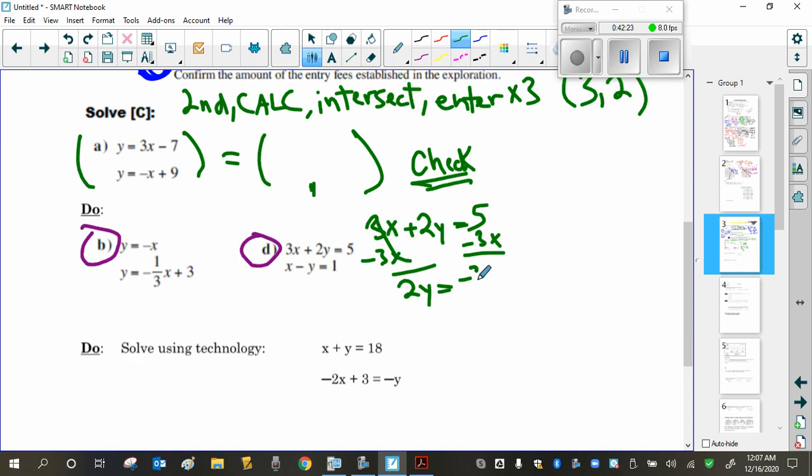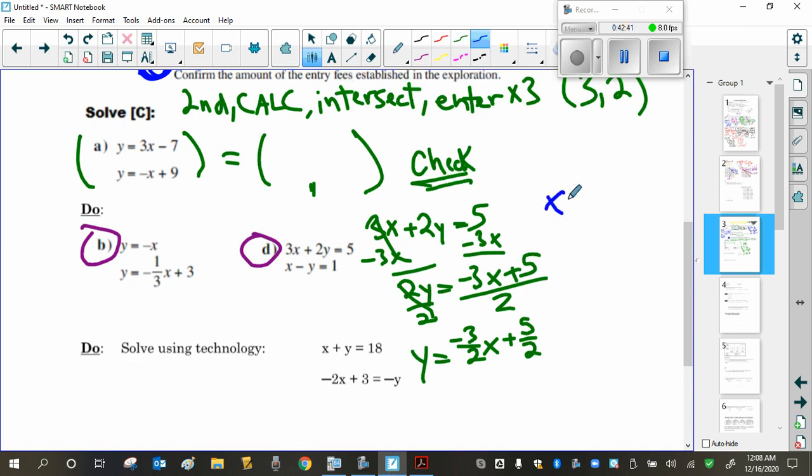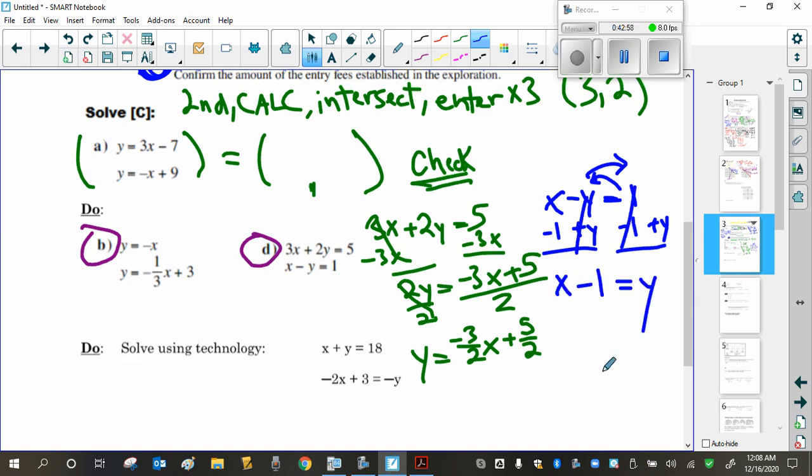Get 2y equals negative 3x plus 5. Divide by 2. And y equals negative 3 halves x plus 5 over 2. That's y1. For y2, I'm going to move my negative y over there and the 1 over there. So I'm going to add y to both sides and subtract 1. If you want to, you can subtract x and divide by negative 1. You'll get the same answer, which is y equals x subtract 1.